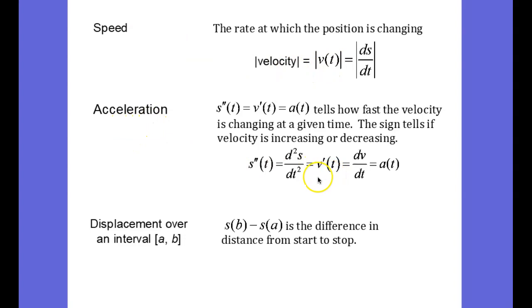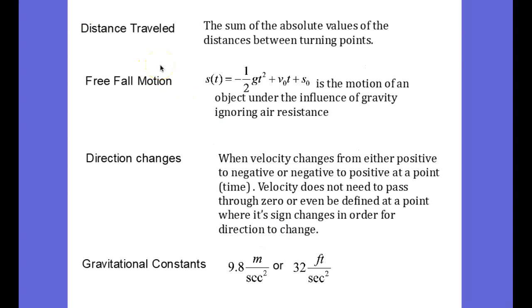Acceleration is the instantaneous rate of change of the velocity function. This means that it is the first derivative of velocity and the second derivative of position. Finally, displacement over an interval of time, A to B, is the difference in values s(B) minus s(A). Distance traveled is different than displacement. I can pace back and forth for 10 minutes and return to my starting location. My displacement would be 0, but my Fitbit would give me distance traveled. To find this from a graph, we simply add up all of the absolute values of distances between turning points.